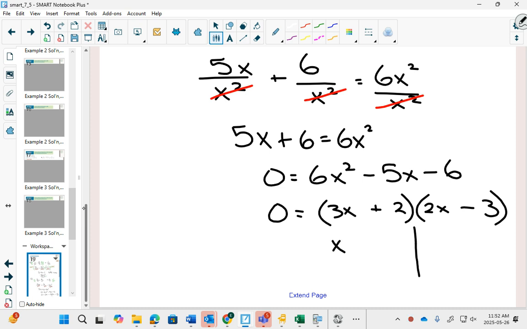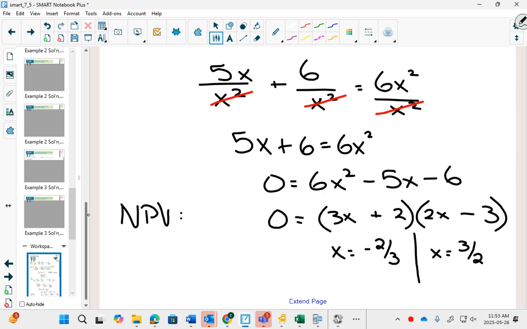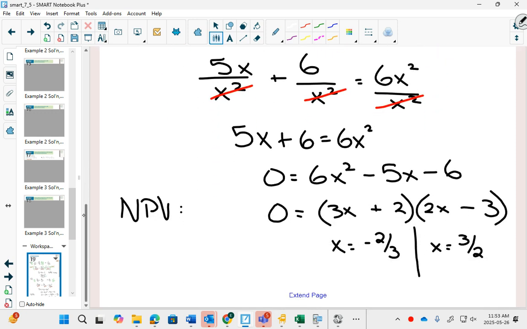Split it here, this would say x could be negative 2/3, and this would say x is equal to 3/2. Non-permissible values. Are we dividing anywhere with an x? Yes, we had x and x squared on the bottom, which means that x can't equal 0, so I'll put a little check. This is good, and this is good. They both work out in this situation.